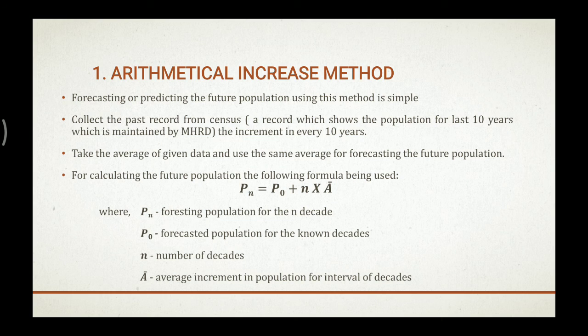Similarly, for every 10 years, in the sense every decade, they will be collecting the population data. For the next decade, the previous decade population will be considered as the P naught. Similarly, n is the number of decades for which they are going to check, and A bar is the average increment in population for the interval decades. And after every increment, you need to check the differences of those.